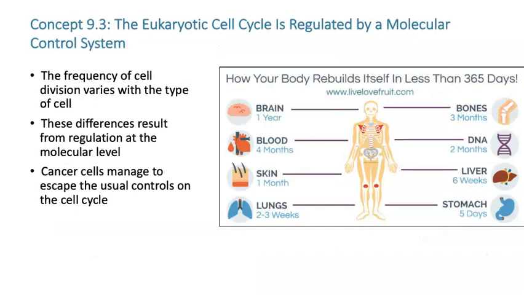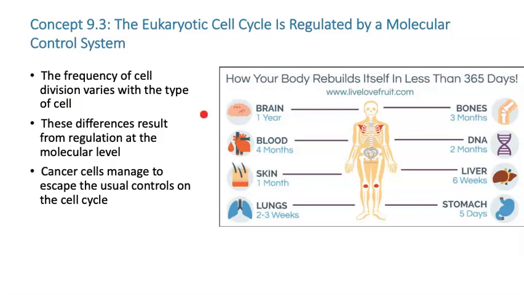So the next concept that we're going to hit is talking about how the cell cycle is regulated. It's not some free-for-all where whatever cell wants to divide goes and divides. That's just not the way it works. The frequency of cell division varies greatly among the different cells in your body.